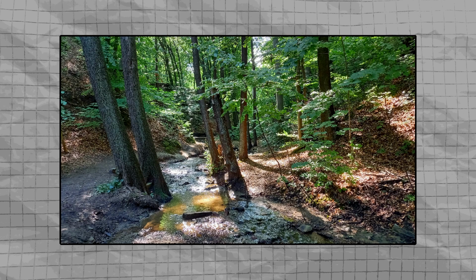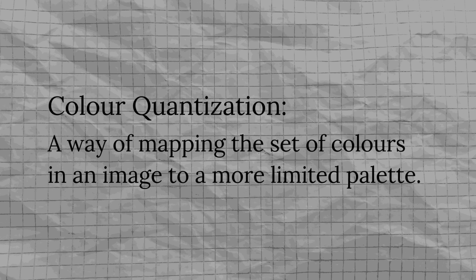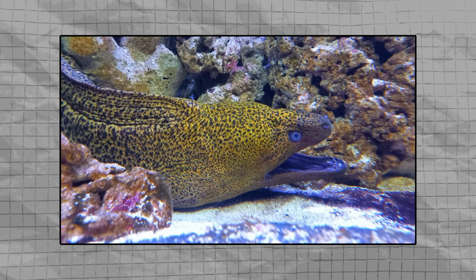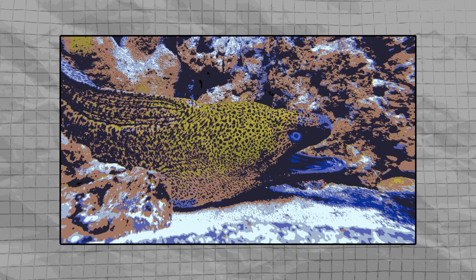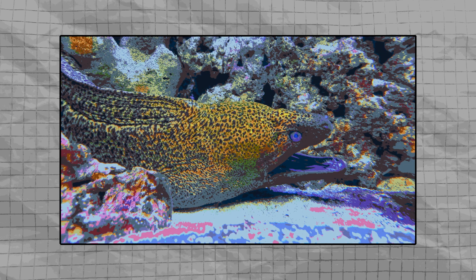Color quantization is a very interesting type of image transformation. I've already talked about it previously, but I'm making a second video to share more examples and to talk a bit more about certain details. Essentially, color quantization is a way of mapping the set of colors in an image to a more limited palette. You can choose to map to a very small palette or a much larger palette. Depending on what settings you choose, the result can have a very unique style.